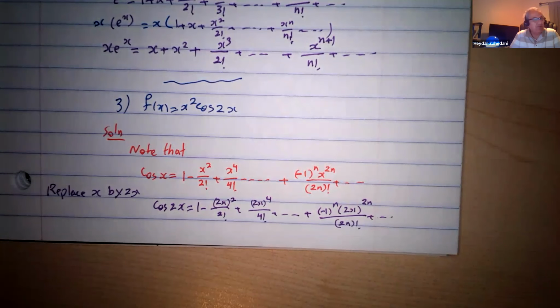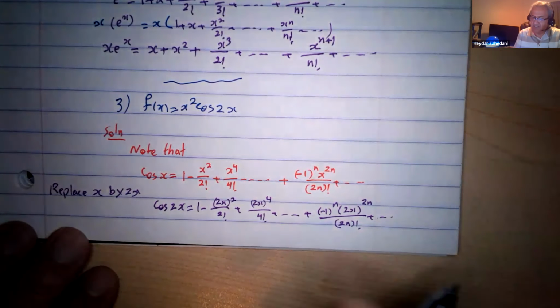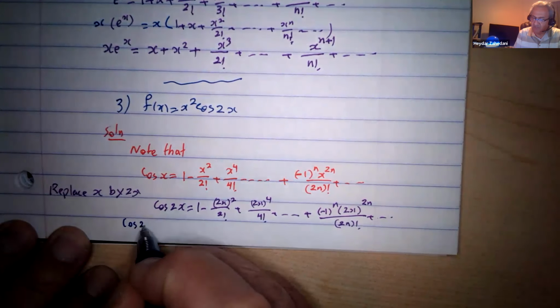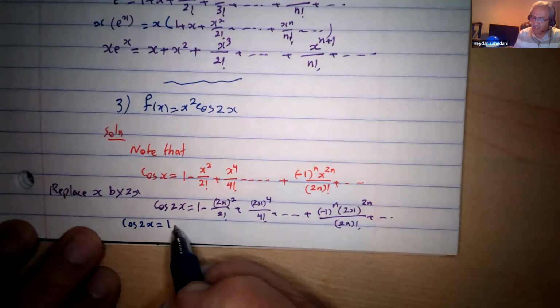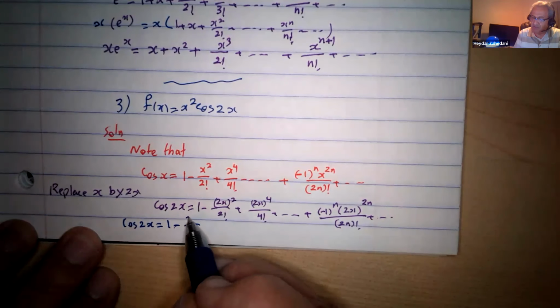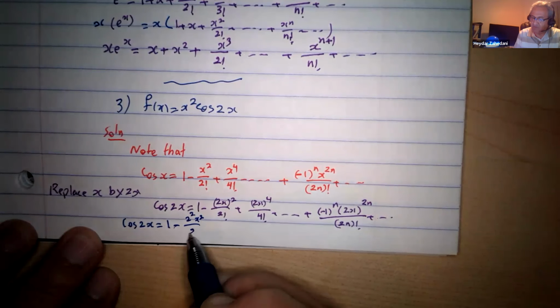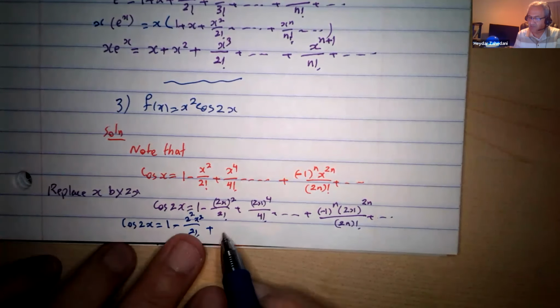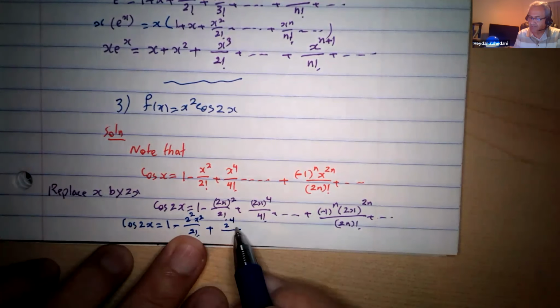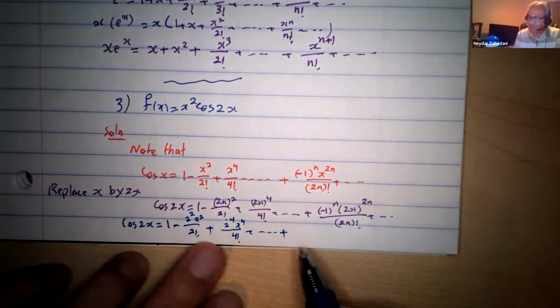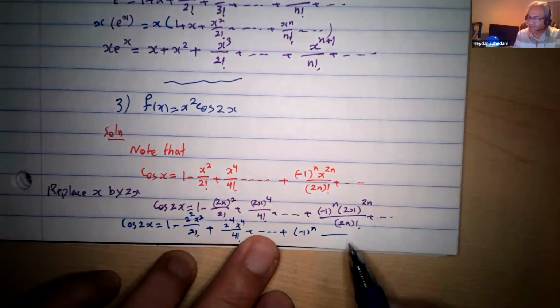Okay, and you can write on the sigma form if you like. So you have to pull these coefficients out. You have to rewrite this one as, carefully, cosine of 2x is going to be equal to, the first one would be 1 minus. So you pull these two out, so that gives you 2 squared, x squared over 2 factorial. The next one is going to be 2 to the 4th, x to the 4th over 4 factorial, or just the general term. What is the general term? It's negative 1 to the n, 2 to the 2n, x to the 2n over 2n factorial.